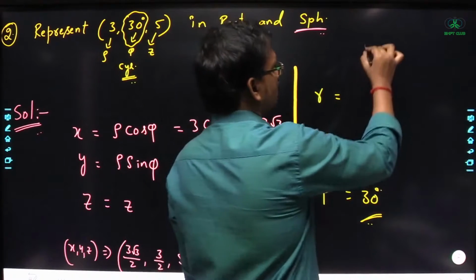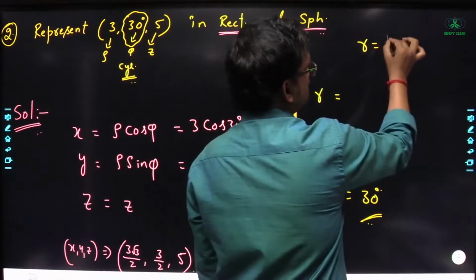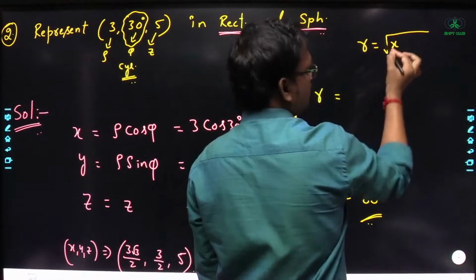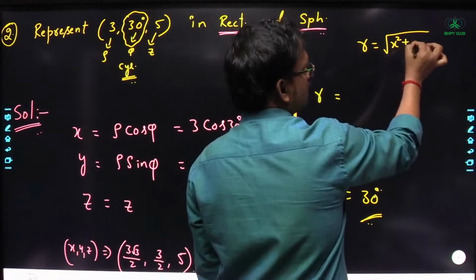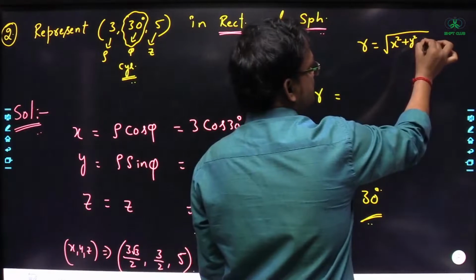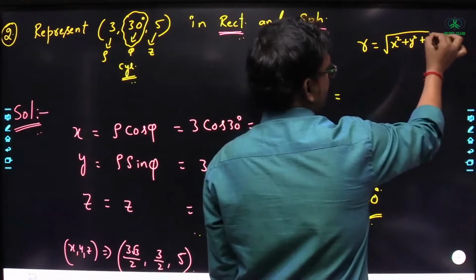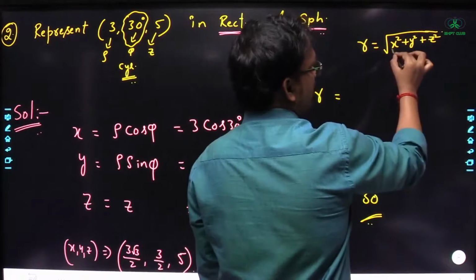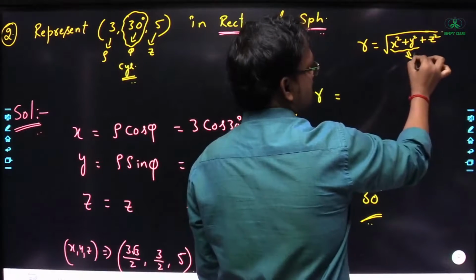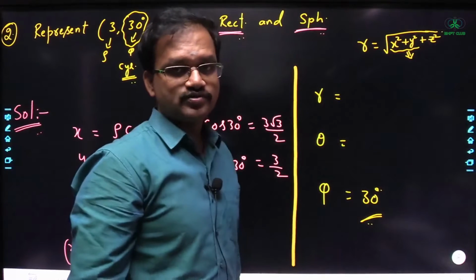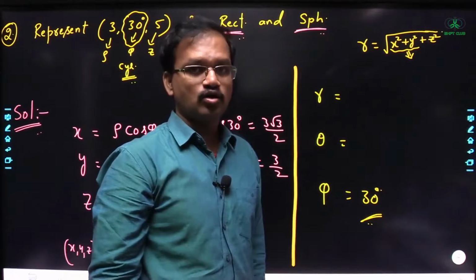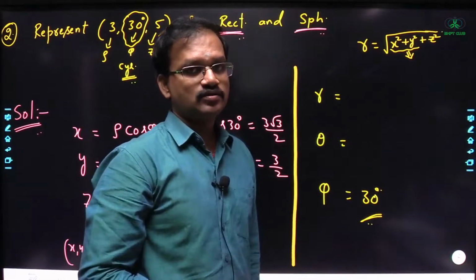See here, we know that r is equal to the square root of what? In the rectangular coordinate system, we know that r equals the square root of x square plus y square plus z square. Yes or no? Now here, x square plus y square is nothing but what? Is nothing but rho square, or not? Yes or no here?